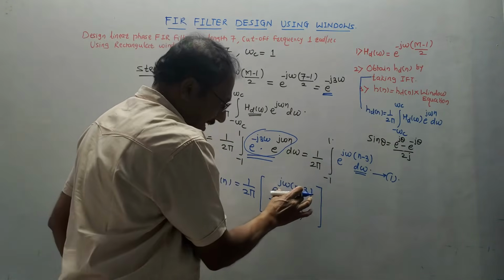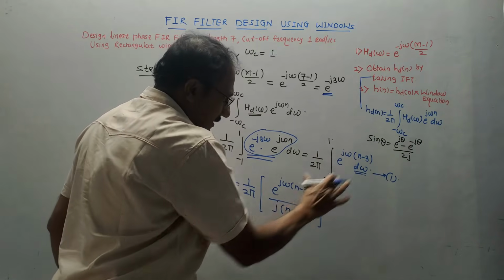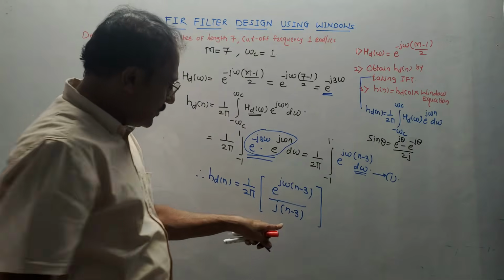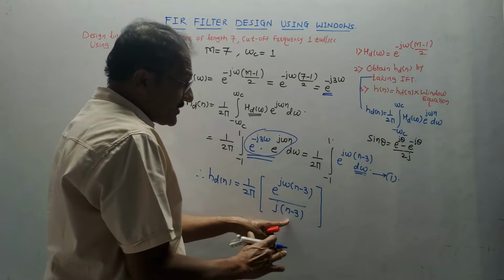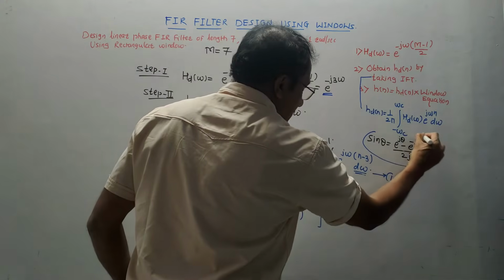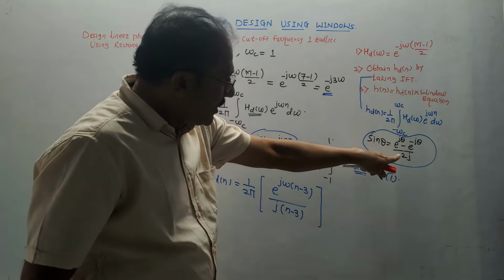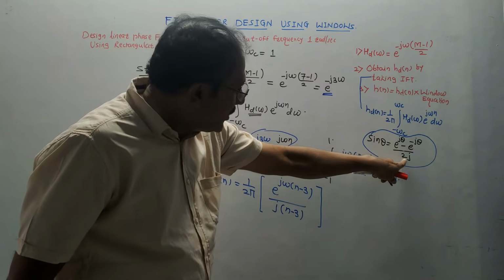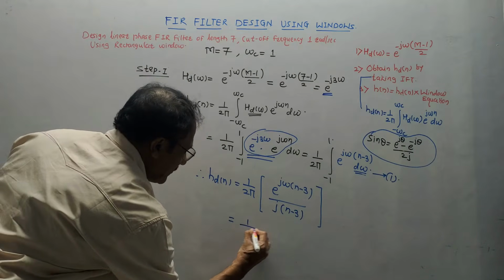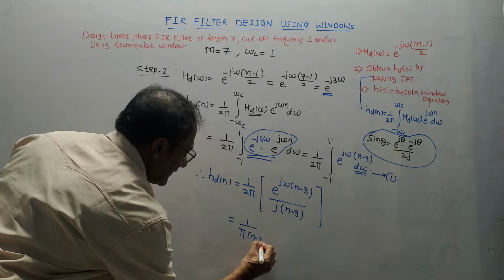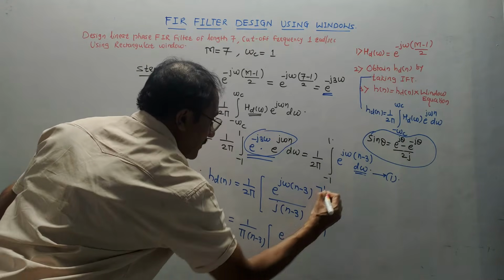Keep the e raised to j term as it is. The variable of integration is omega, skip the omega term, divide by the entire term. So it is j n minus 3. Now I have to convert it in terms of sine. We need to make use of this formula. To convert it in terms of the sine wave, in the denominator I need to have 2j. So I will rearrange this equation. I will write it like this: 1 by pi n minus 3 in the bracket, e raised to, limits are minus 1 to plus 1.